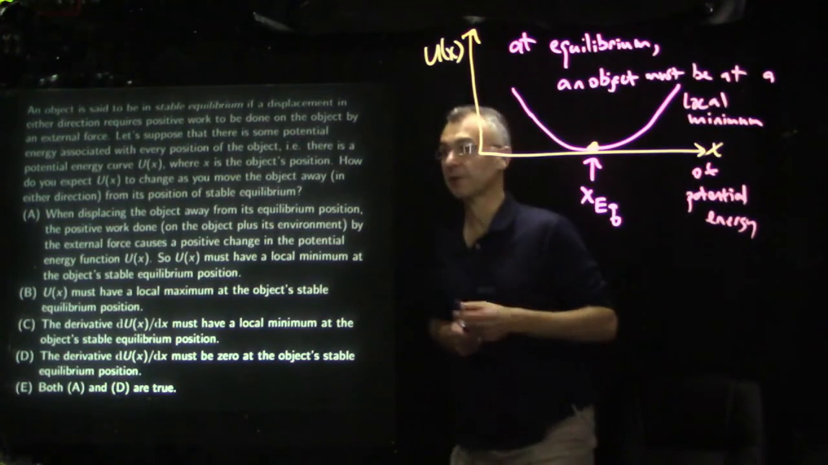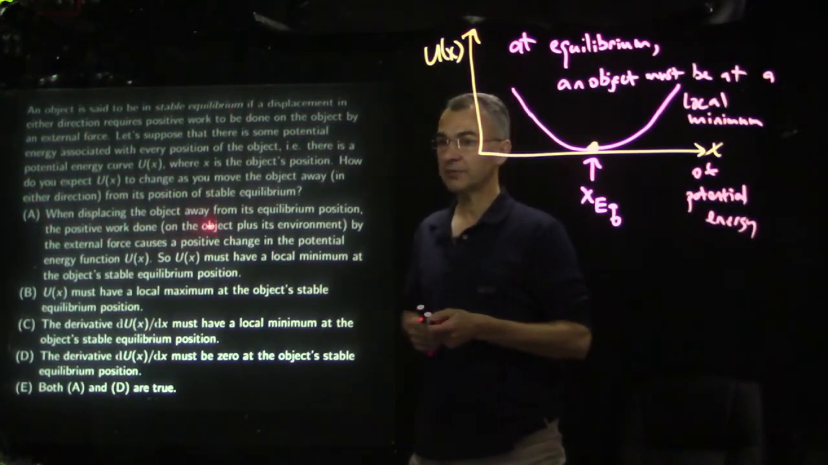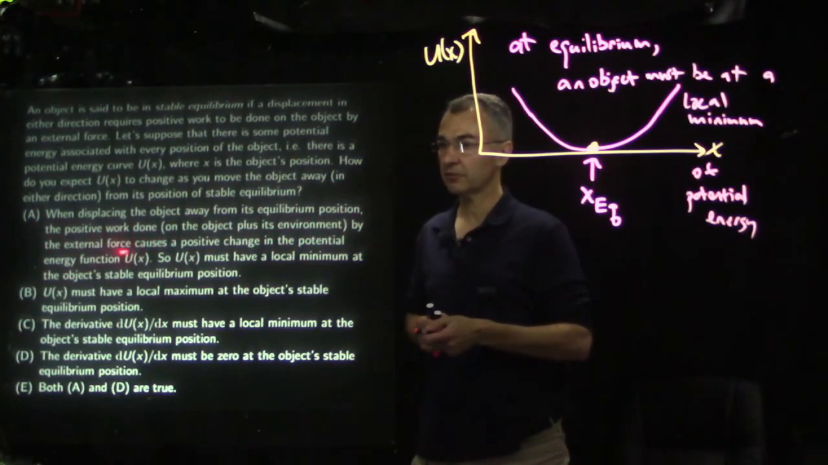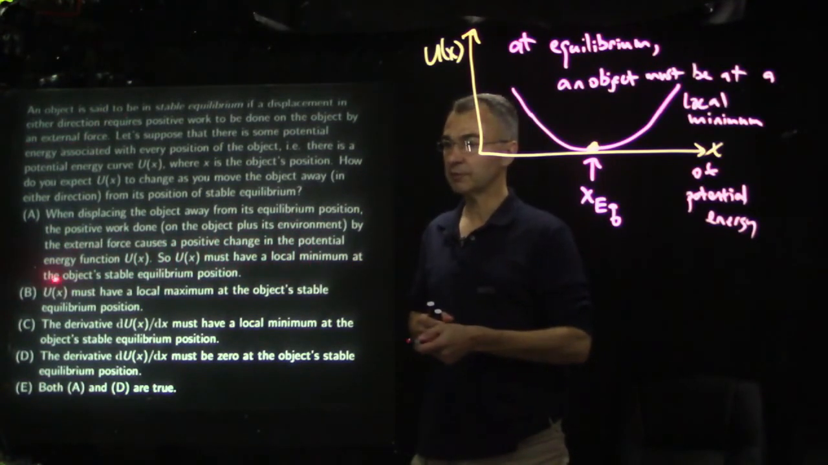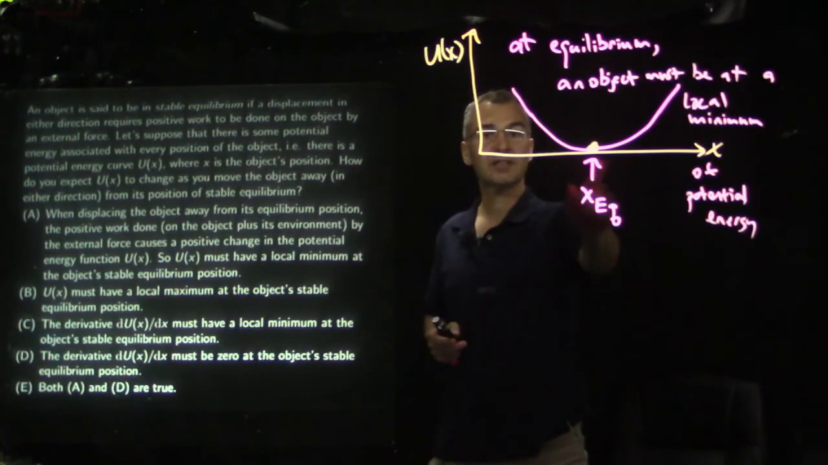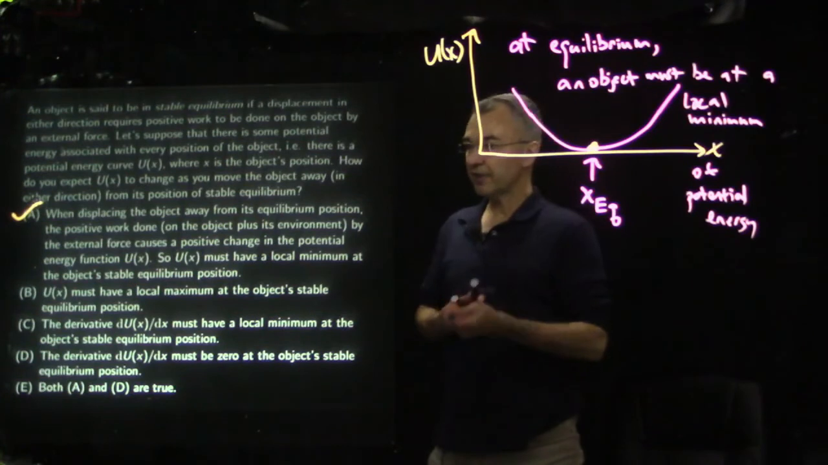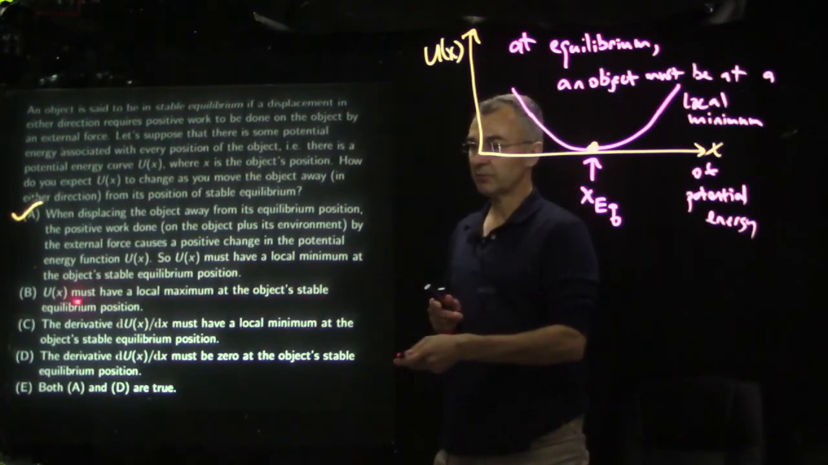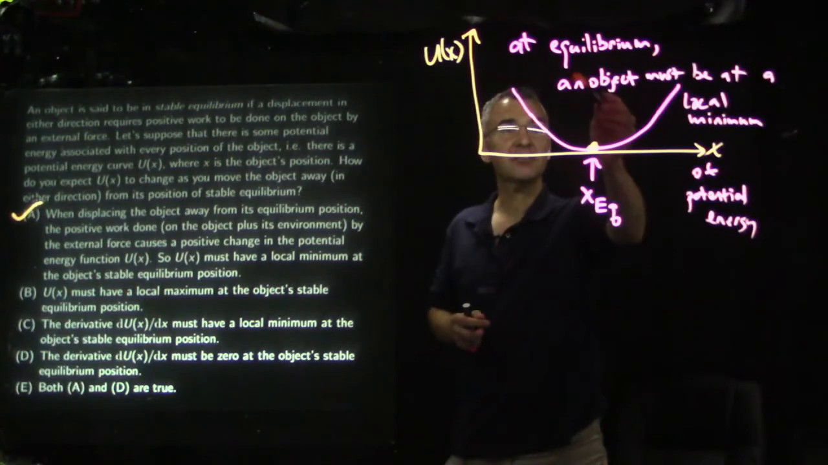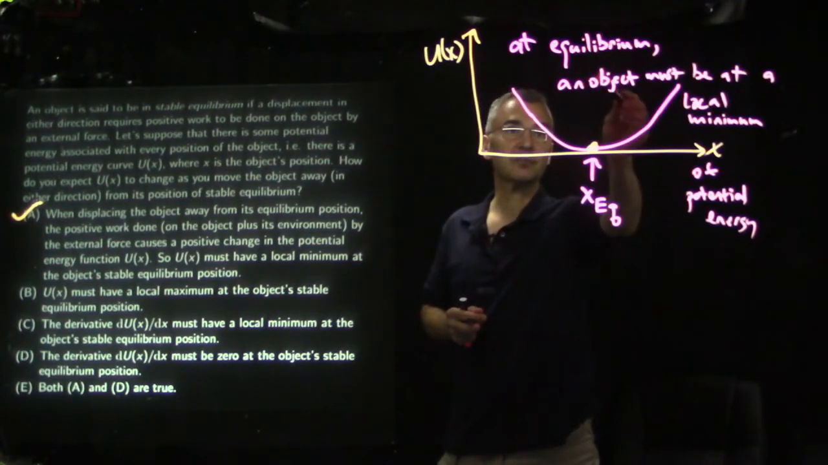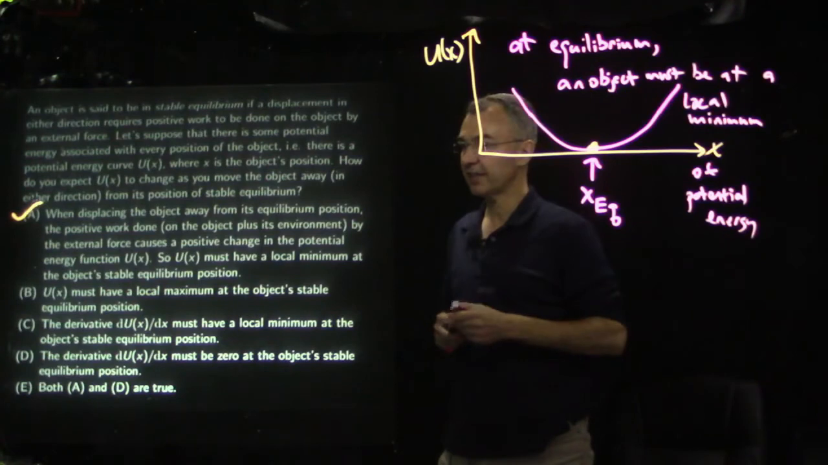Let's see what our options are here. A: When displacing the object away from its equilibrium position, the positive work done on the object plus its environment by the external force causes a positive change in the potential energy function u of x. So u of x must have a local minimum at the object's stable equilibrium position. I think that makes sense. I like A. Let's see what other options are. B: u of x must have a local maximum at the object's stable equilibrium position. I actually don't like that, because then if you displaced it a little bit, its potential energy would be going down. So I think you would be doing negative work on it because you would be decreasing its energy. So I do not like B.